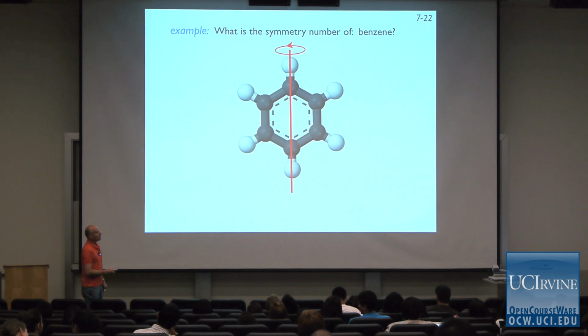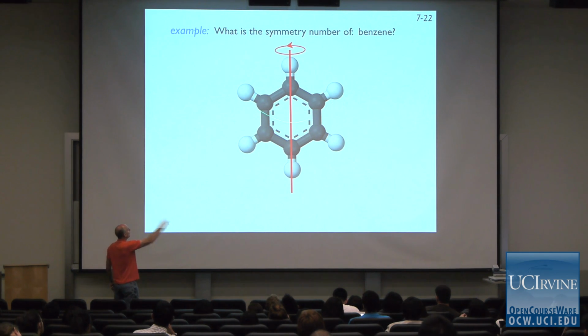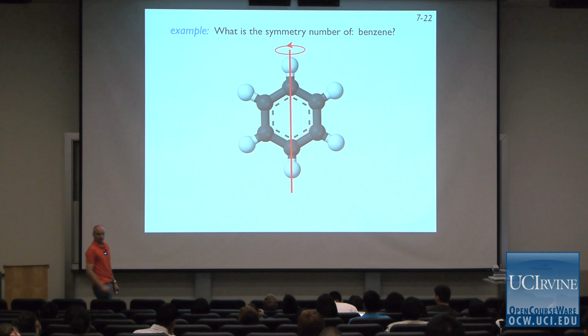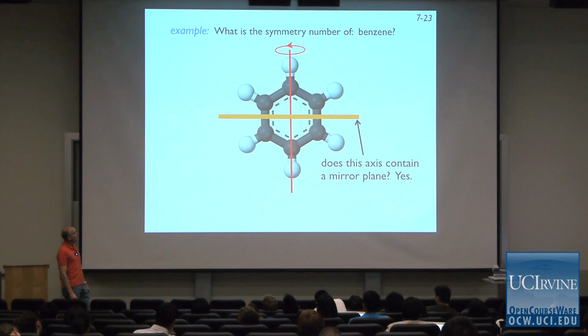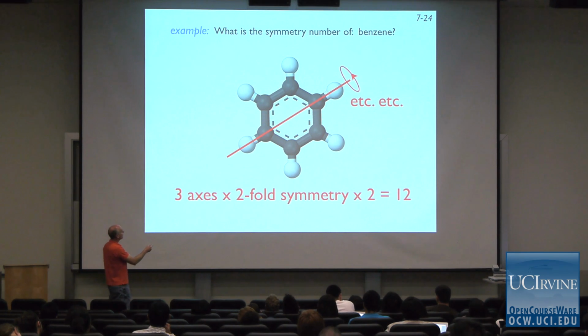How does the Penner method give this? There's 1, 2, 3 equivalent axes that I can draw through the carbons. Everyone see that? 1, 2, 3. Does this axis contain a mirror plane? Right there. Yes. So the calculation is 3 axes times twofold symmetric times 2. 2 times 2 is 4 times 3 is 12. Boom. Everyone see that?